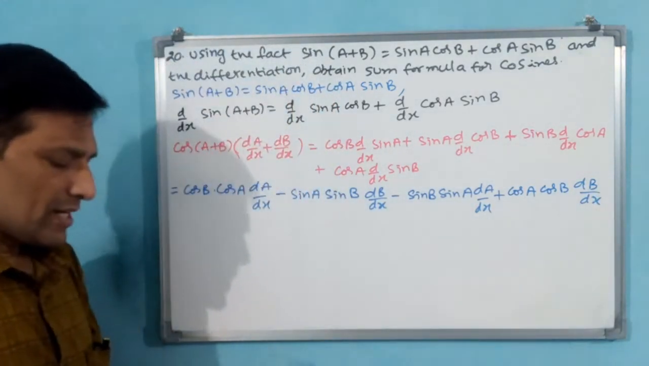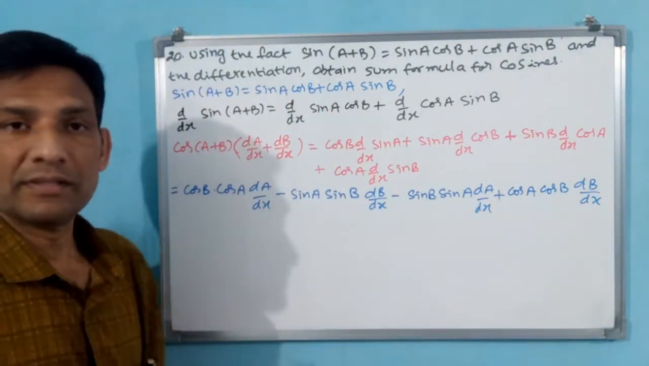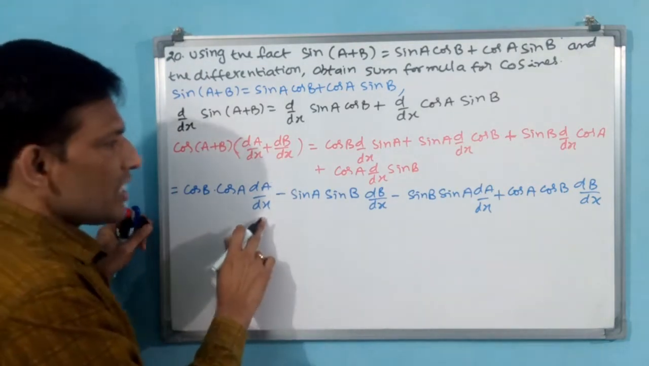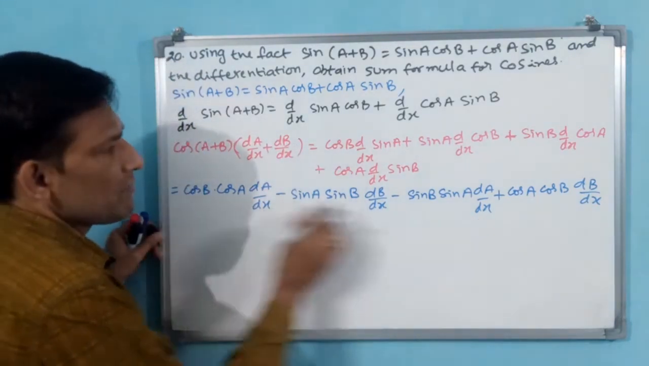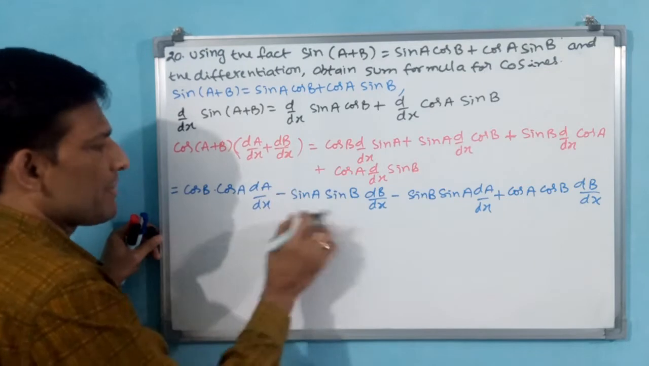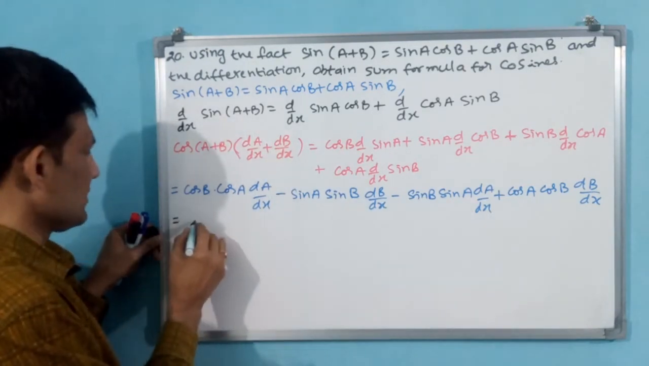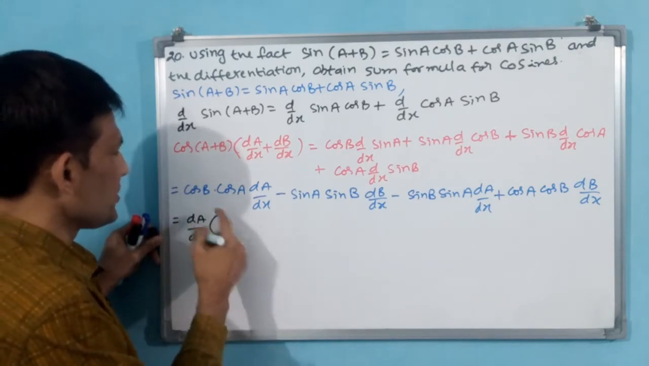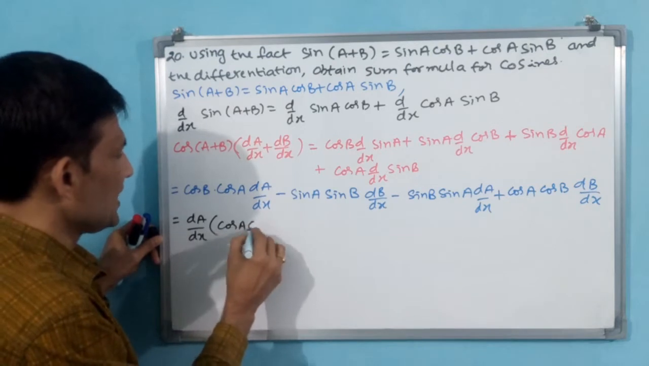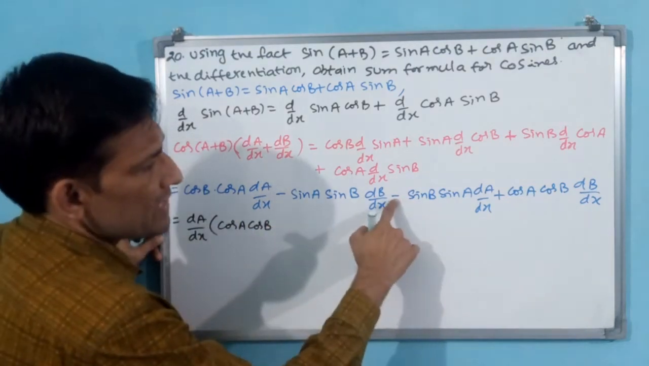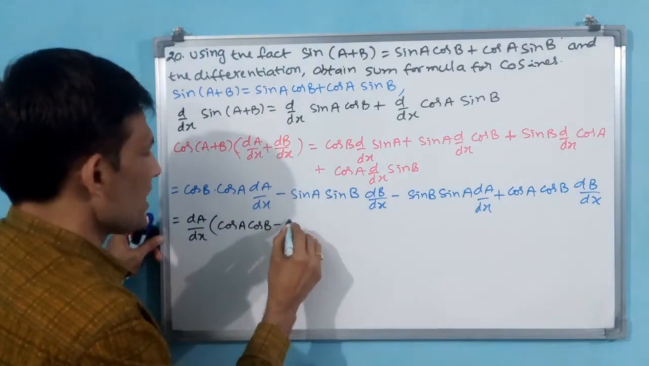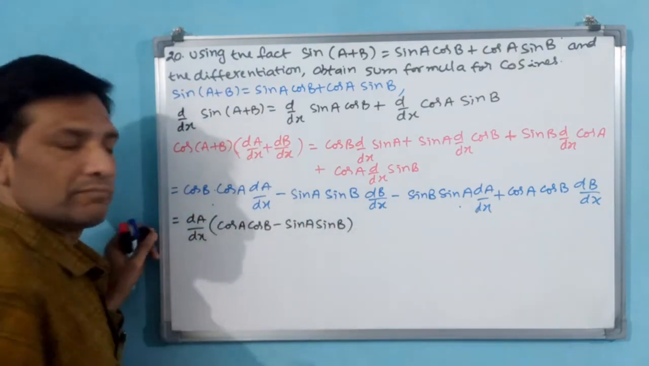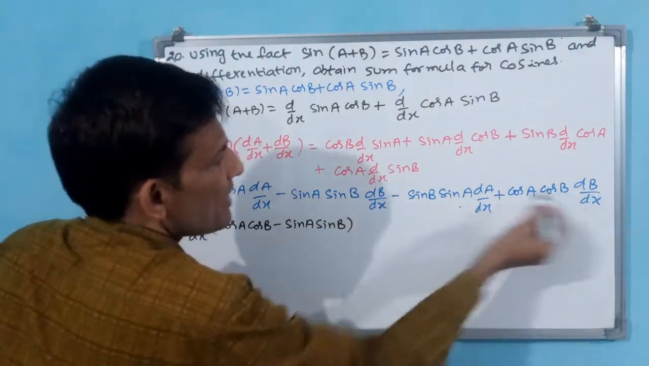Is it okay first? You understand this term? Okay. See what I am doing now. dA by dx is there. One is plus, one is minus. Okay. See, I am taking this common. dA by dx. See how I am writing. dA by dx, if I take common, cos A cos B. Shall I write cos A cos B? Cos A cos B. But here this is minus, you see. Sin A sin B. Shall I write minus sin A sin B. Is it okay? See, these two terms over.